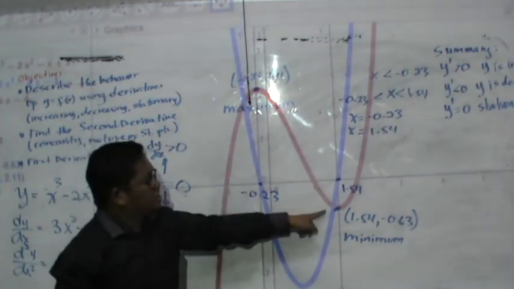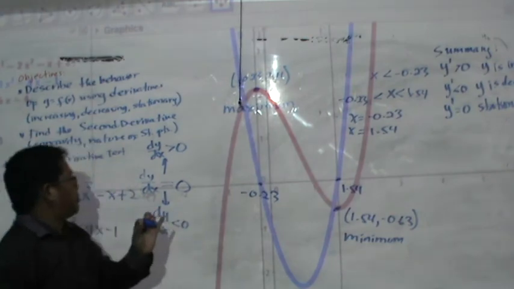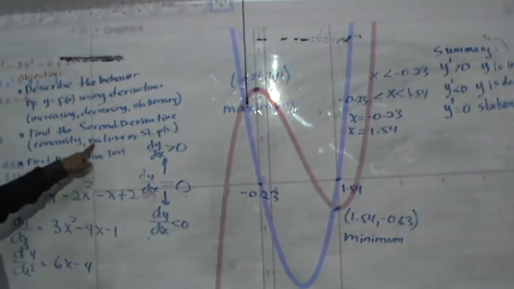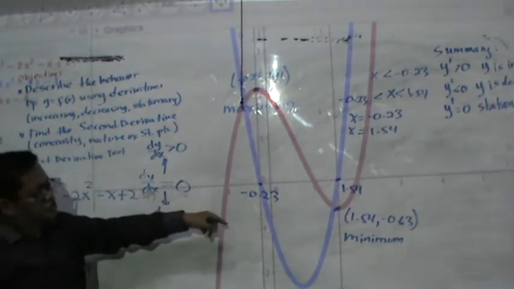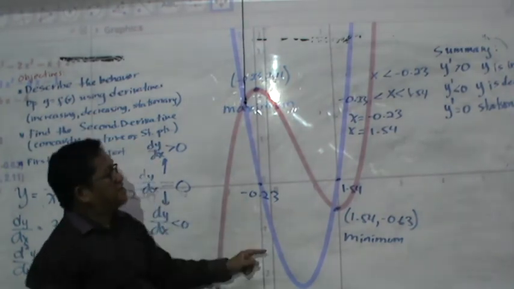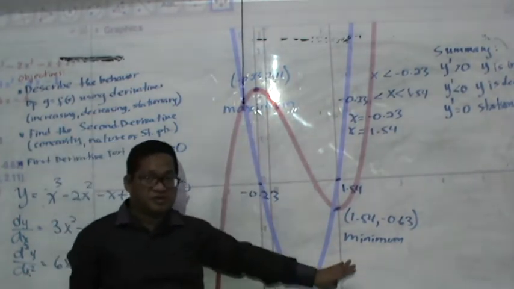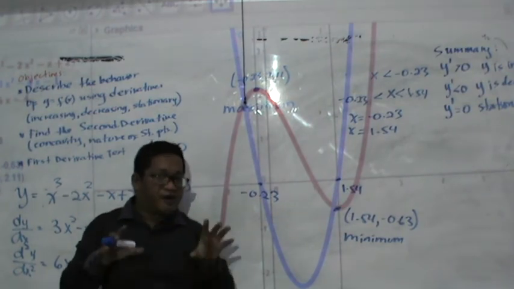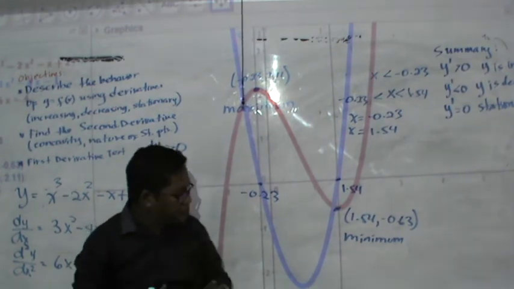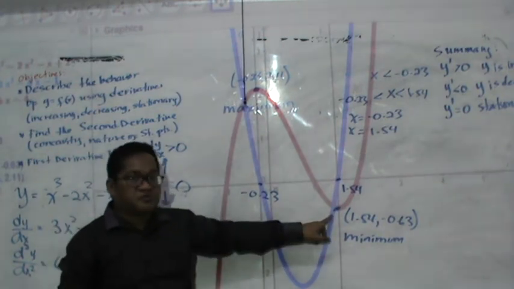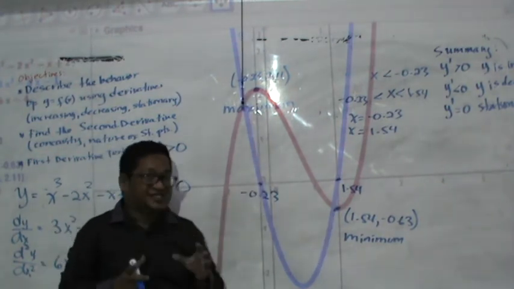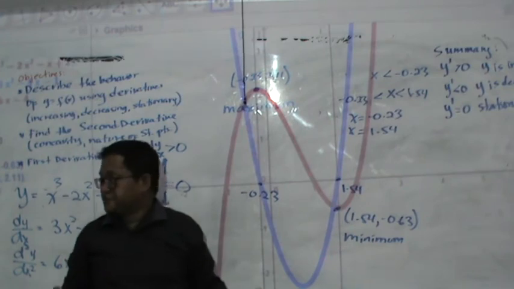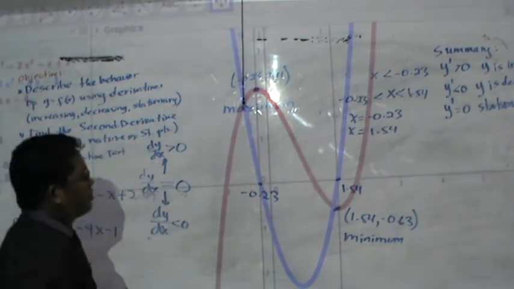So again, when you say nature of the stationary points, that is this one. When you say nature of the stationary points, it's either maximum or minimum. So in your exam, you'll be asked to find the stationary points of the functions and hence determine whether it is minimum or maximum, or hence determine its nature. Okay? So, there you go.